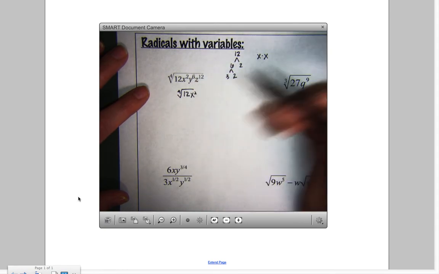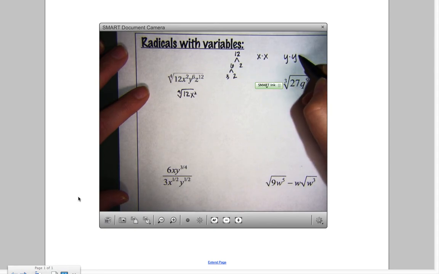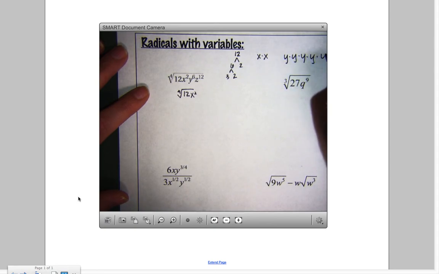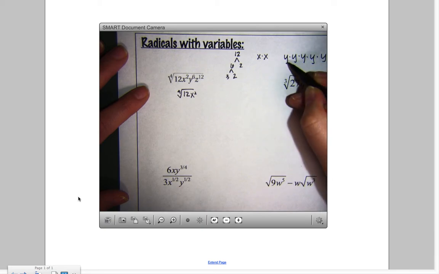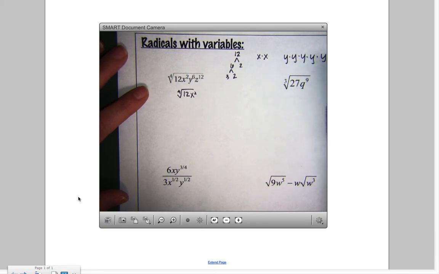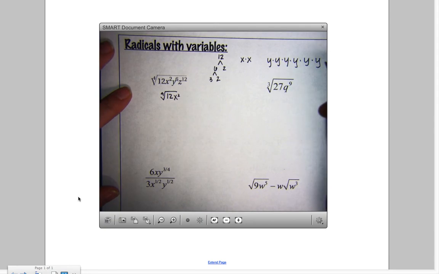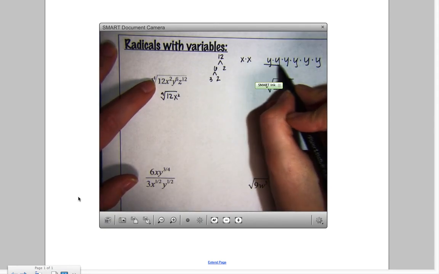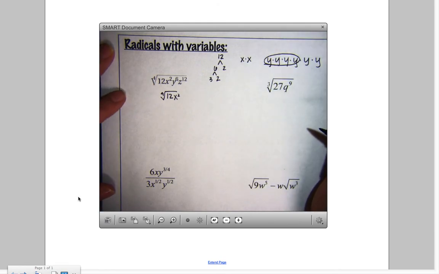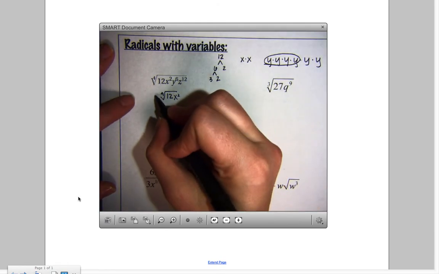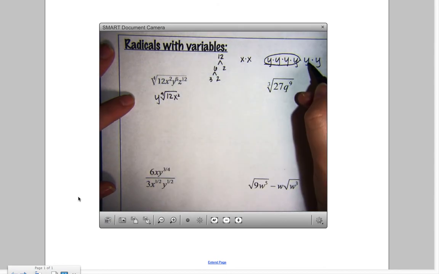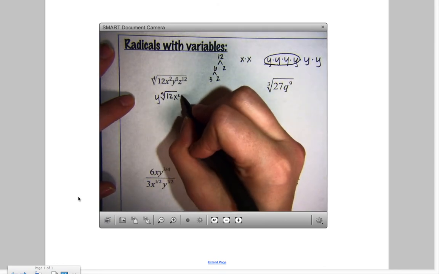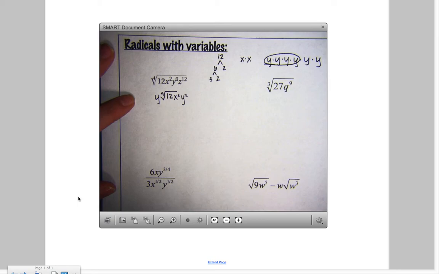Y to the sixth, that's y times y times y times y times y times y. 1, 2, 3, 4, 5, 6. If you multiplied all of those, you would get y to the sixth. I'm looking for a group of 4. I have one group. So I can take a y out, and I'm left with y times y, so I'm left with a y squared underneath.